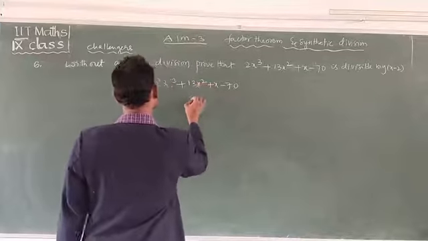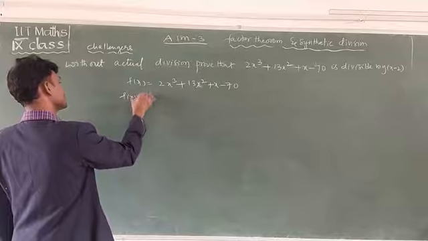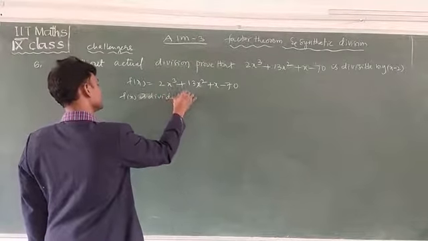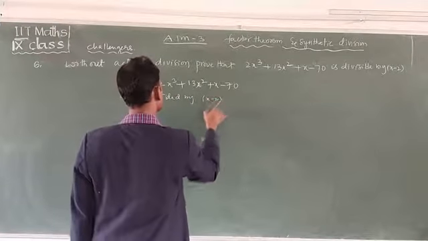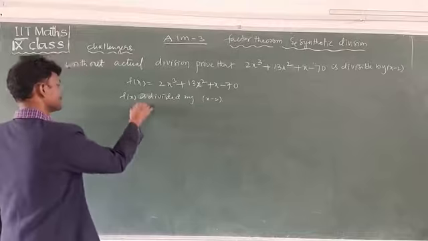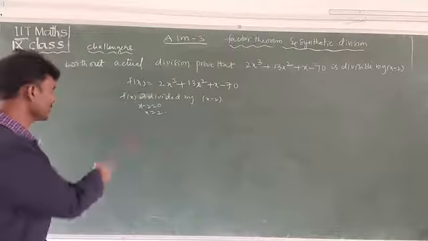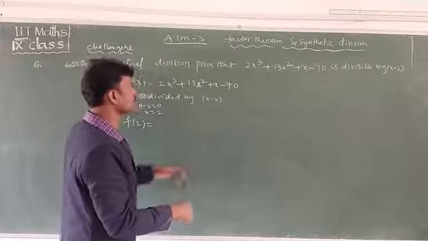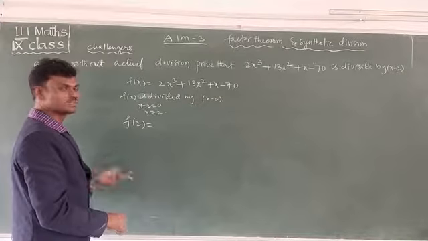Then f of x is divided by x minus 2. Now for x minus 2, you can write 0, then x is equal to 2, that means the zero value of x is 2, so now you can write f of 2. If it is equal to 0, it is divisible, or if not equal to 0, it is not divisible.